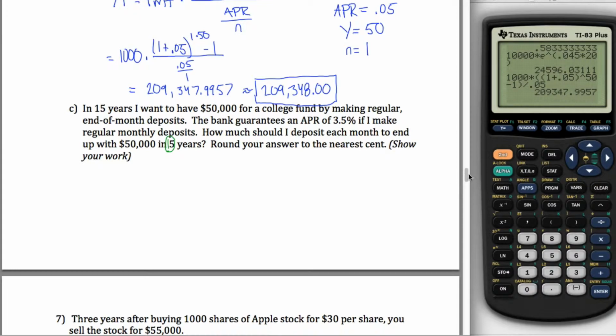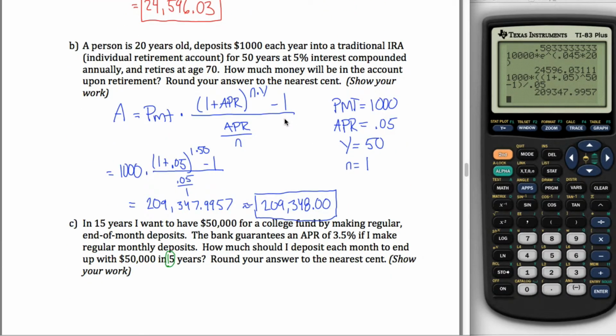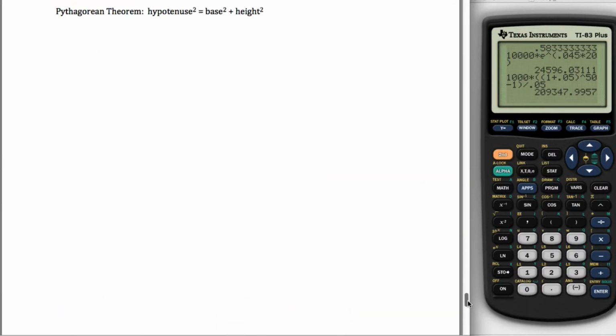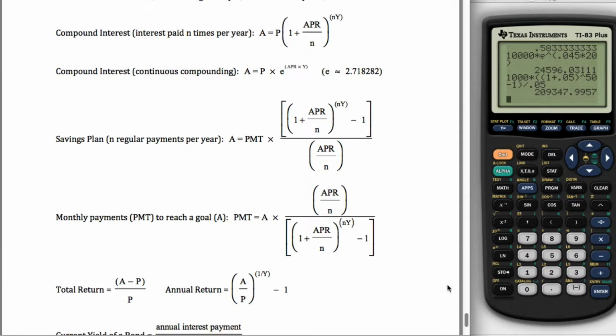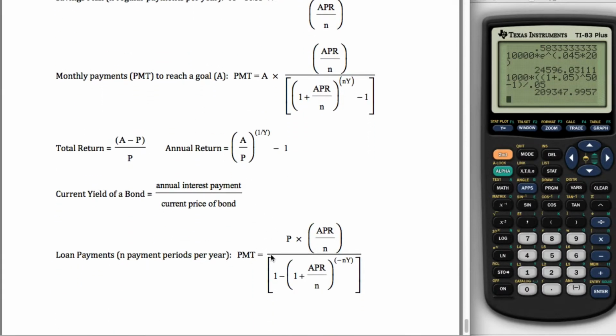This question is asking for a payment. This question is a lot like Part B, except in Part B, it gave me the payment and asked me how much I'd have. This one is saying, you want to end up with this much money. What should your payment be? So you go down to the formulas, and you've got 2 of them that tell you payments. You've got this one that solves for payment, and this one that solves for payment. This is your monthly payments to reach a goal.